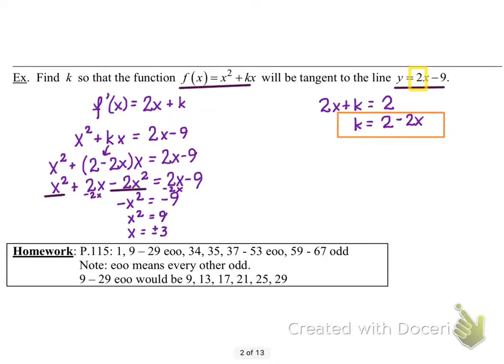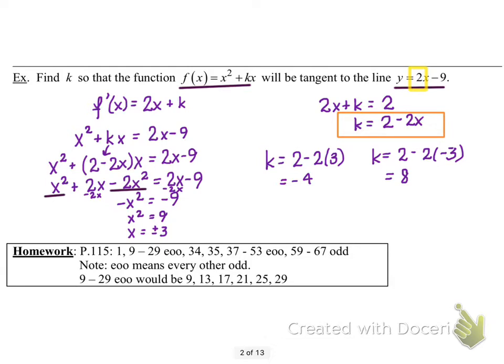Look back at the problem, find k so that the function, it could be positive or negative 3. So I put in positive 3 for x and get negative 4. And I put negative 3 in for x. And I get 8. So there are two different tangent lines, two different possibilities.